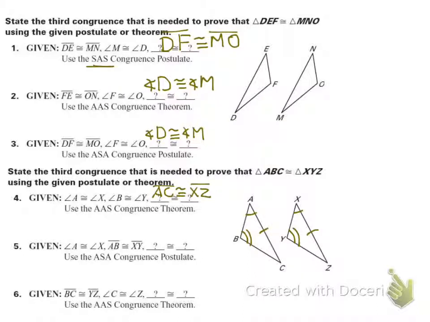But wait a minute, what if we also chose BC and YZ? In that case, those would also be angle, angle, side, because BC and YZ would not be between the two angles, and the angle, angle, side would hold up. So we could also say that BC is congruent to YZ.